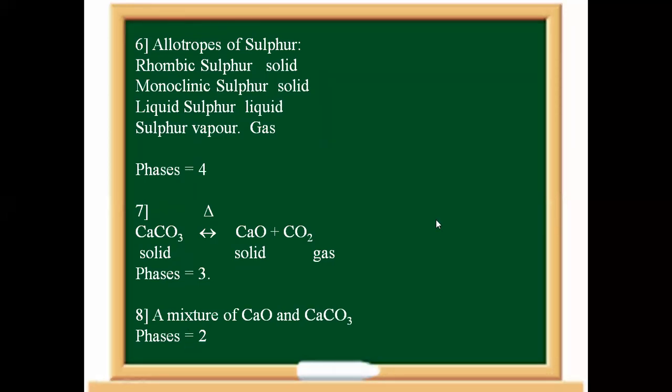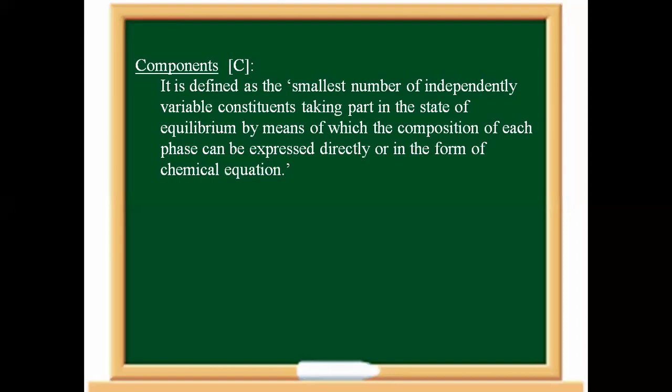Yes, ma'am. Okay. Now we have understood what are the number of phases. Now let's see the number of components. First, we will see the theoretical statement of it. What does components say? Components बोलता है कि I am the smallest number of independently variable constituents. Maximum numbers को नहीं देखना है. ठीक है, taking part in the state of equilibrium by means of which the composition of each phase can be expressed directly or in the form of chemical equation.